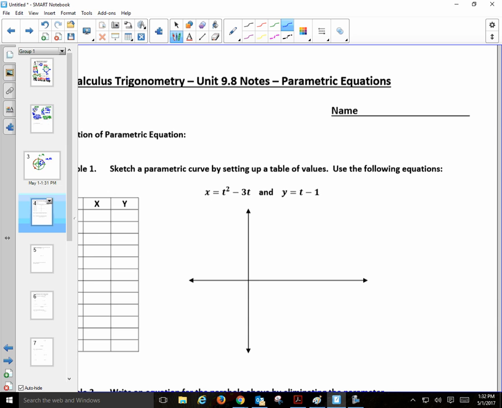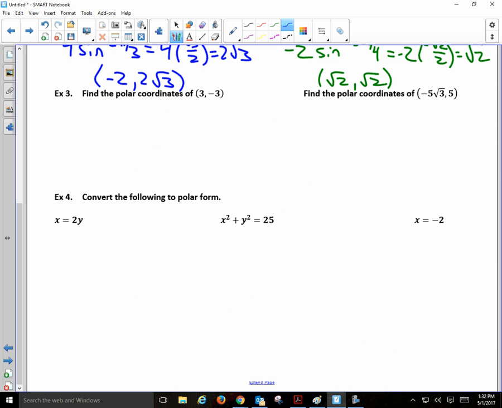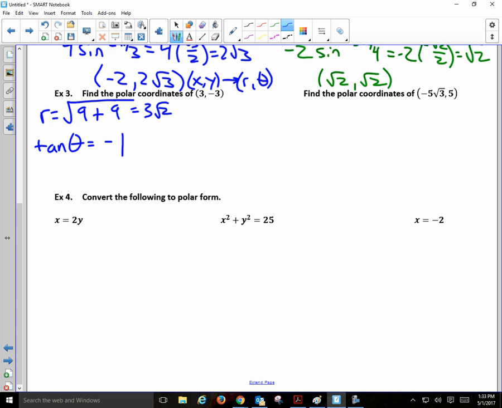Okay, let's do the other thing, which is to convert them from rectangular form to polar form. So this is x, y, and we want to turn it into r, theta. Well, r is equal to the square root of x squared plus y squared. What's x squared? 9. y squared? And so I get root of 18, which is 3 roots of 2. Now I have to find theta. Tangent of theta is equal to negative 3 over 3, or negative 1.